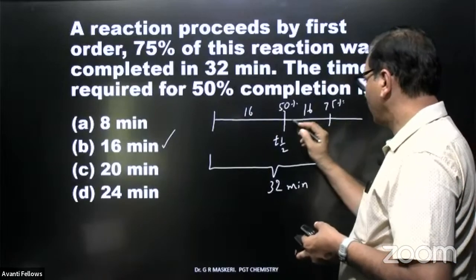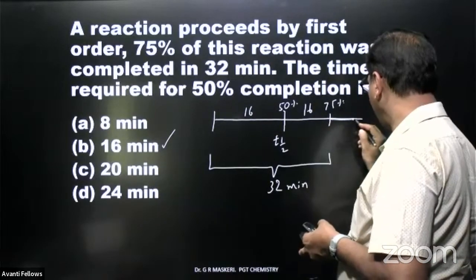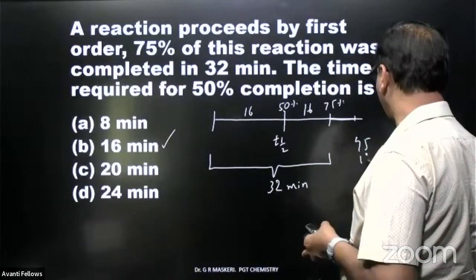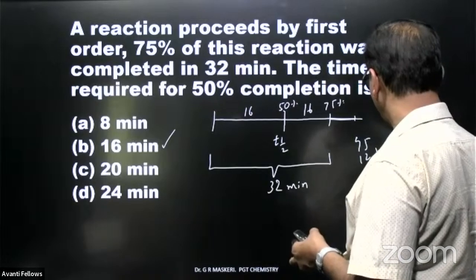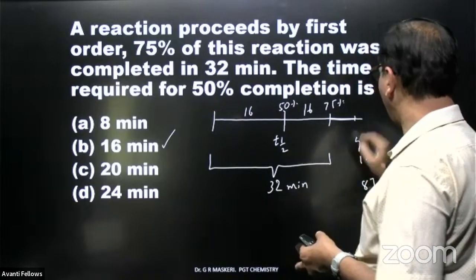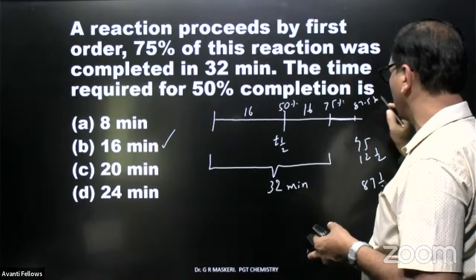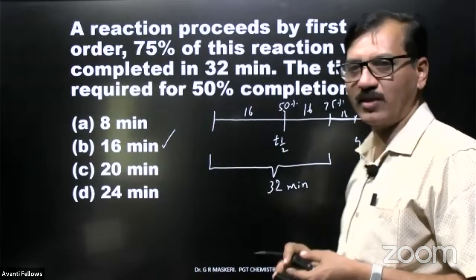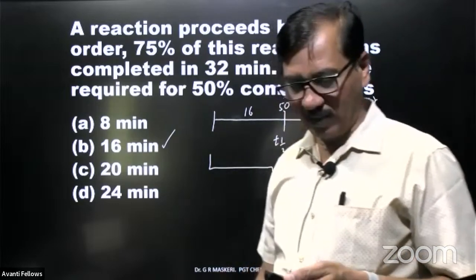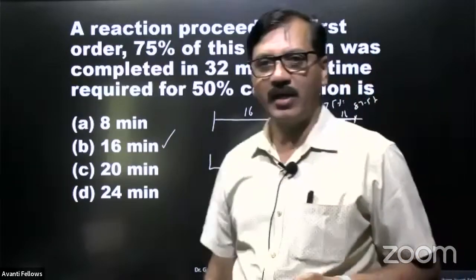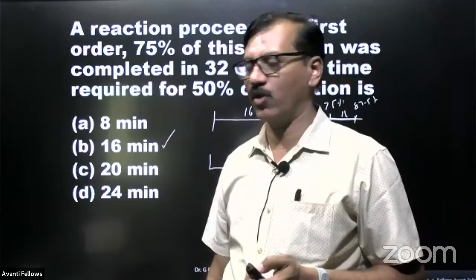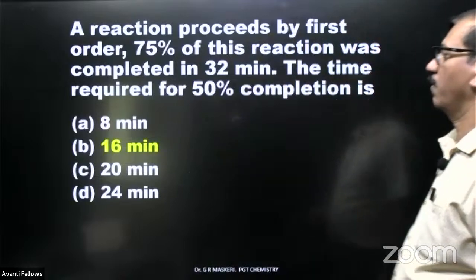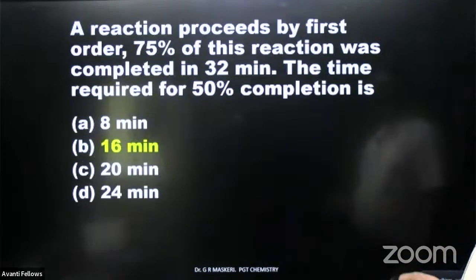Now, again, this is 25. Half of it means 12 and a half. 75 plus 12 and a half is 87 and a half. For 87 and a half percent, again, the time required from here to here is 16 minutes. This is the logic of first order reaction, and this is how radioactive disintegration, which is first order kinetics, occurs. This is 16 minutes.